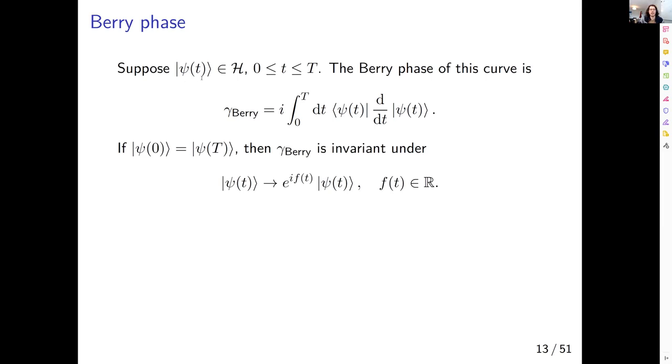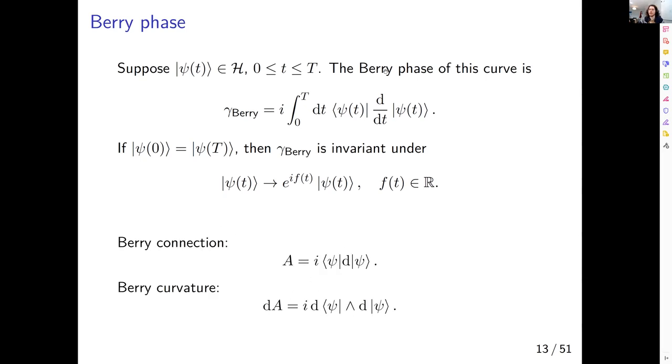So if this curve of states is closed, then there's a type of gauge symmetry here. We can do a phase shift of the states that depends on the parameter t, and the Berry phase will be invariant under that phase shift. This is pretty much just a U1 gauge transformation, and this means that we can view the Berry phase as the integral of a U1 connection around the curve of states, and that connection is called the Berry connection. So it's a one form on Hilbert space, and its curvature is called the Berry curvature, and for the usual reasons, it's a gauge invariant object.